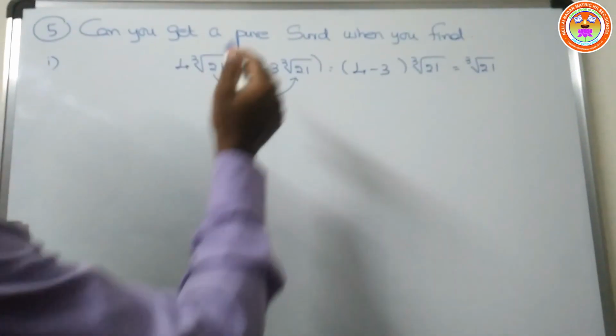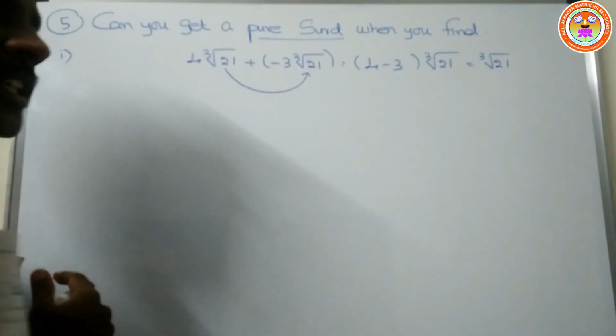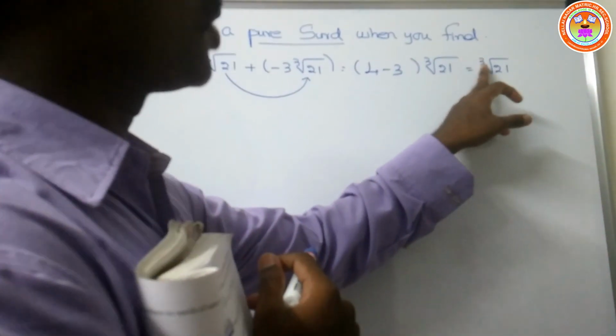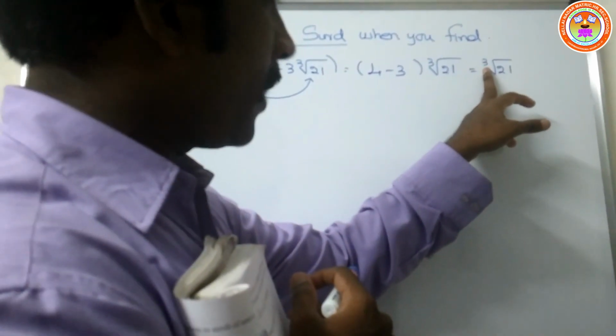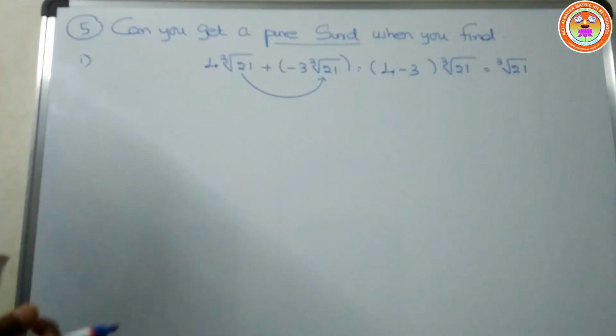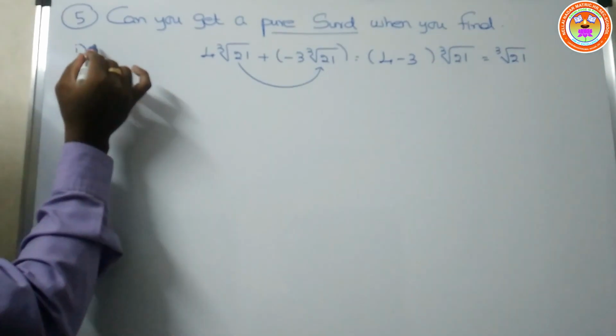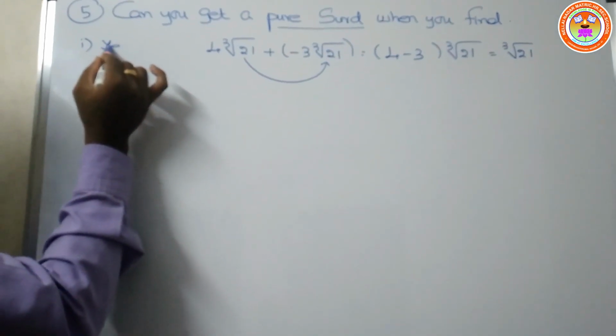What is the meaning of the pure surd? The coefficient must be 1. Cubic root of 21, there is no other number, the coefficient is 1. It is a pure surd. So the answer is yes.